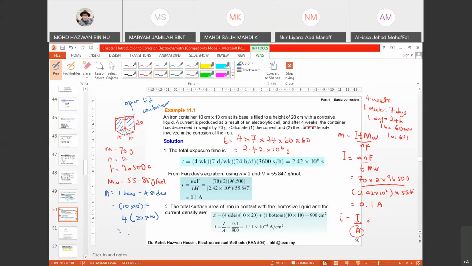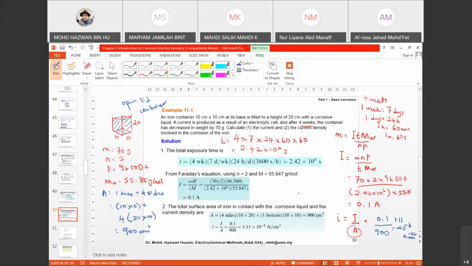So at the end, the total area will be equal to 900 centimeter square. Then over here, you can calculate the current density equals to 0.1 divided by the area, 900. Then this will give you the answer 1.11 times 10 power of minus 4 amperes over centimeter square. Okay? All right. So, additional question.